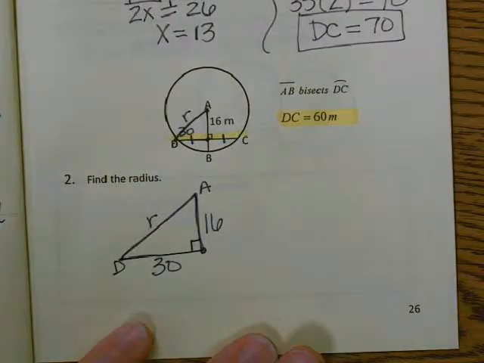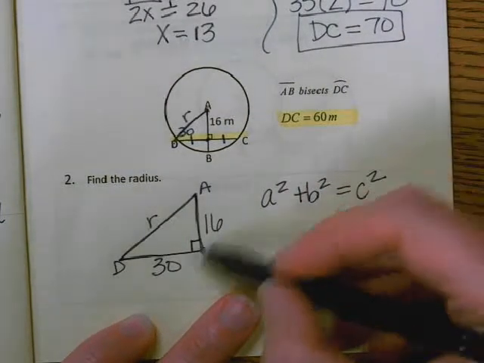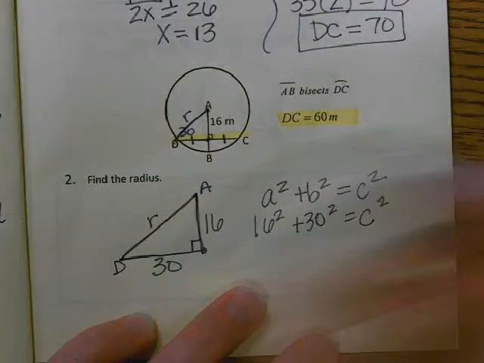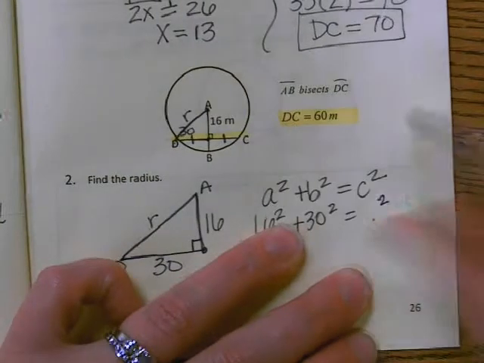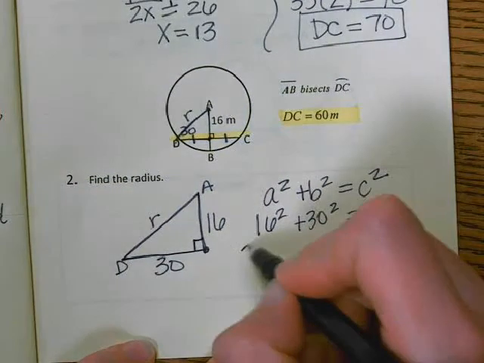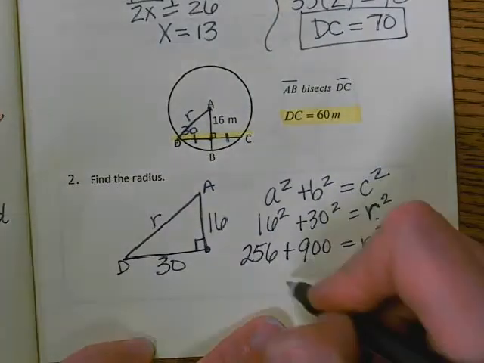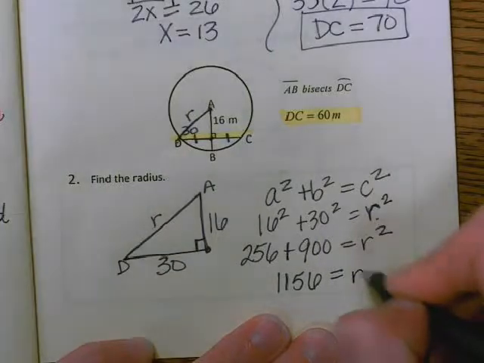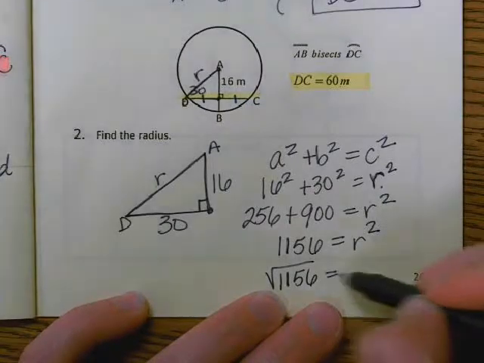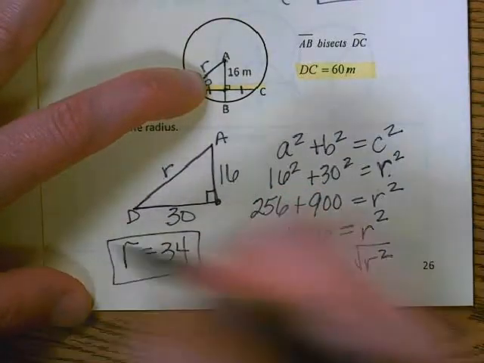So I'm just going to use the Pythagorean theorem. So it's A squared plus B squared equals C squared. Remember, A and B can be either number. So 16 squared plus 30 squared equals C squared. Whoops, R, right? Not C. And then just solve. So 16 squared is 256. 30 squared is 900. When I add those together, I get 1,156. So then I'm going to take the square root of both sides. And I get R is equal to 34. Okay?